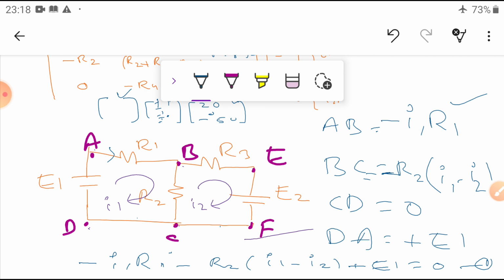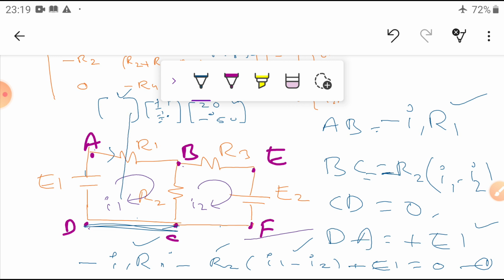Same, all values are minus, dropping. So, here minus I1 R1 minus R2 into some current. Now, C to D, there is no drop here, simply 0. D to A, minus to plus, voltage rise E1, so add this. What is the closed loop? The closed loop is A, B, B, C, C, D, D, A. Then write the same: minus I1 R1, minus R2 (I1 minus I2), plus E1 is equal to 0. Then this is the first equation, simplify it.